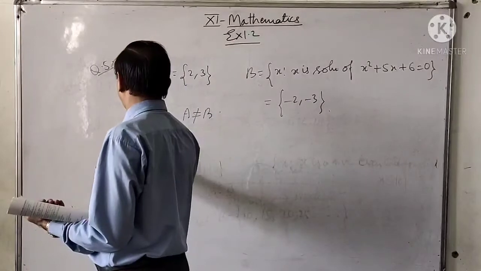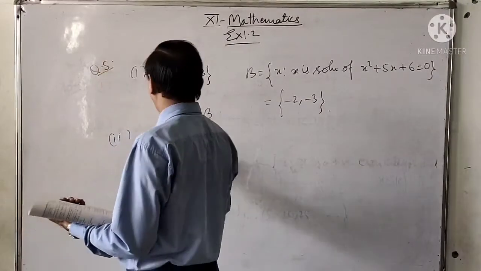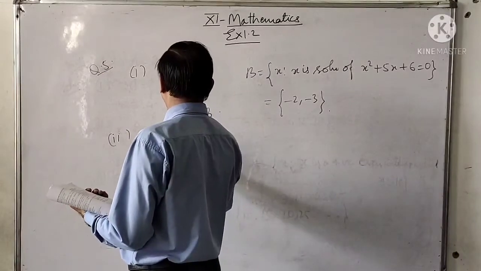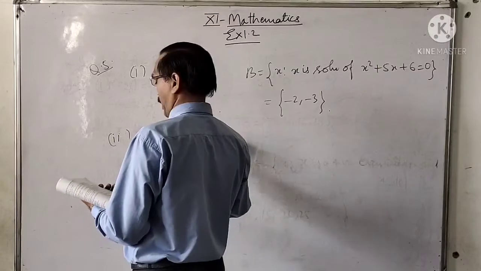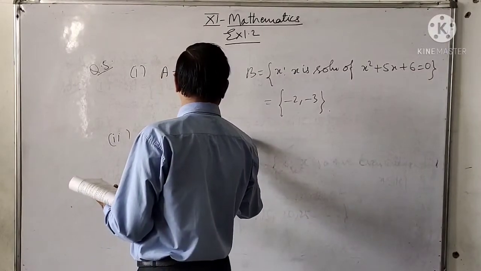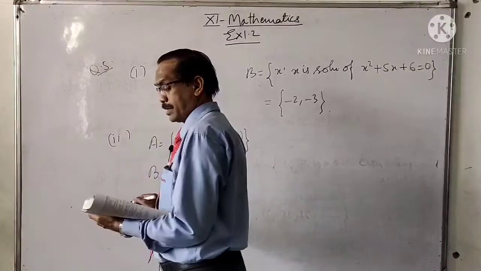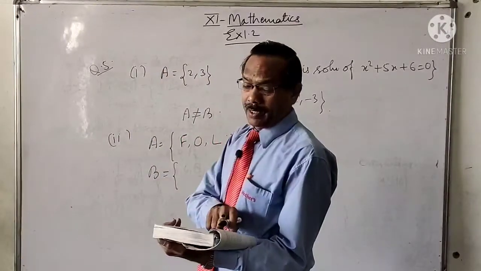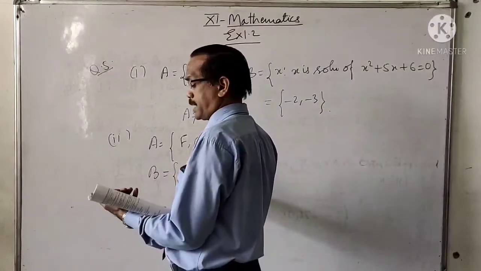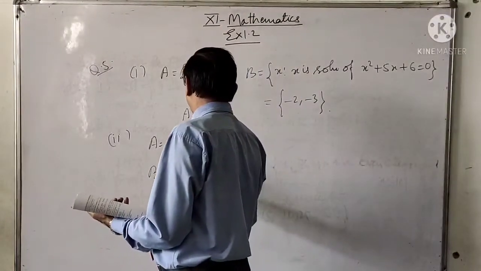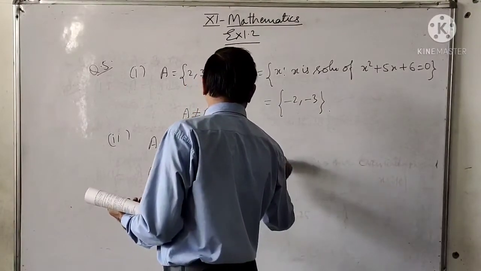Second part, A is the letters of the word follow. So it is F, O, L, L, O, W. B is the letters of the word wolf. There are the same elements W, O, L, F. So here A equal to B.